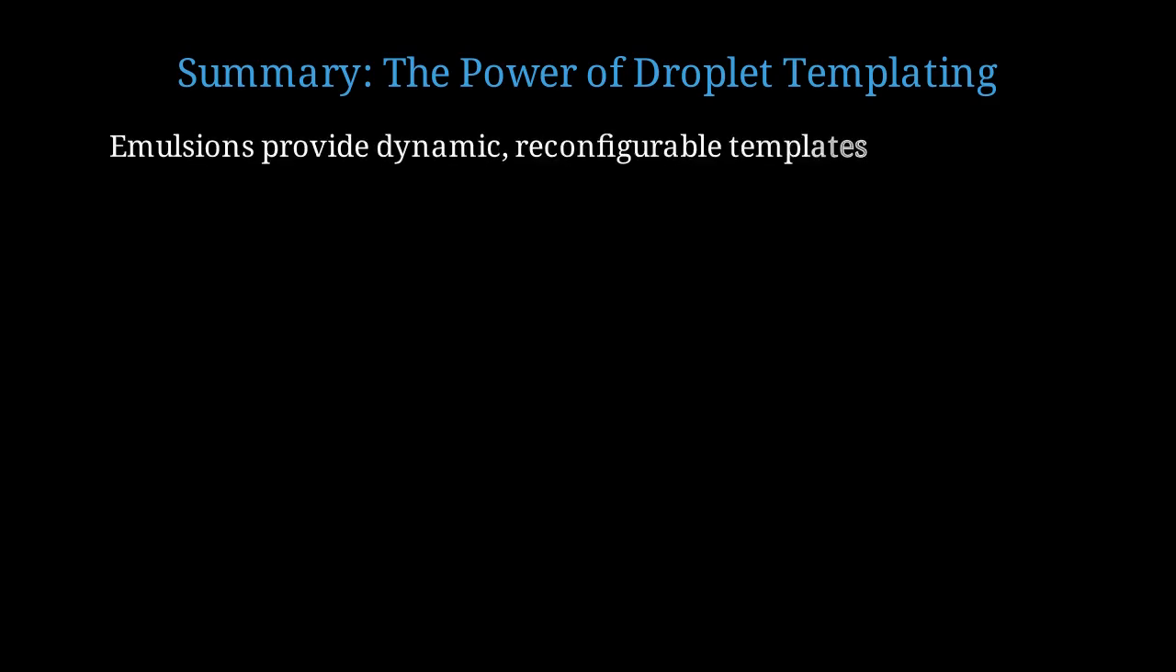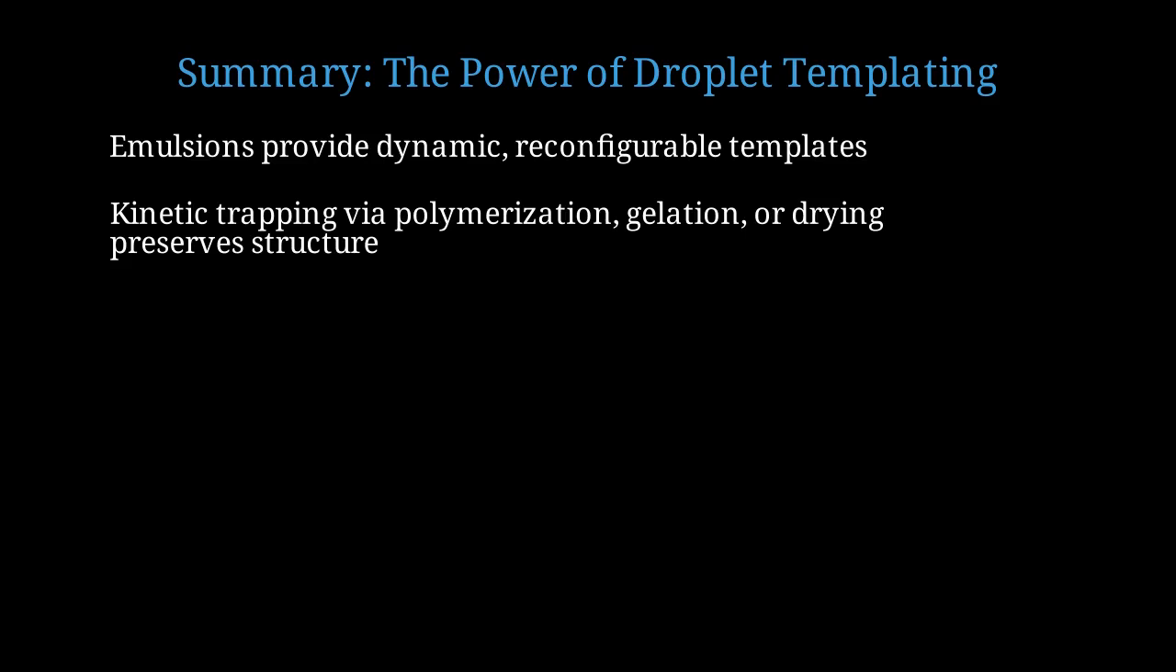Emulsions offer exquisite control over structure through fluid physics. Droplet size, volume fraction, and spatial arrangement directly determine final material architecture. The critical step is kinetic trapping before thermodynamic coalescence. Whether through polymerization, gelation, or drying, we must lock in structure faster than it can relax.